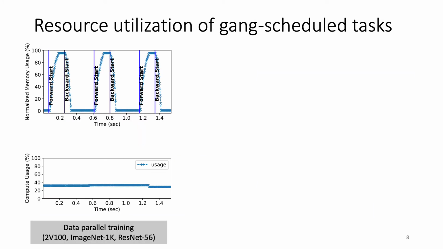And we monitor the resource utilization of Gang scheduled training tasks. Here is a simple example of data parallel training using two V100 GPUs. Here we train ResNet-56 on the ImageNet 1K dataset. The upper figure shows the normalized memory usage on each GPU, and the bottom shows the corresponding computation usage.